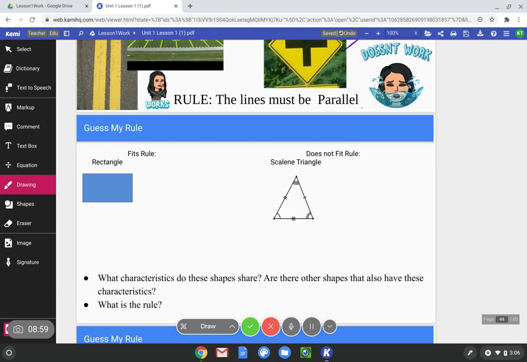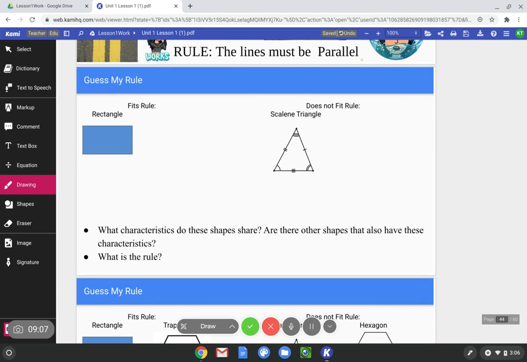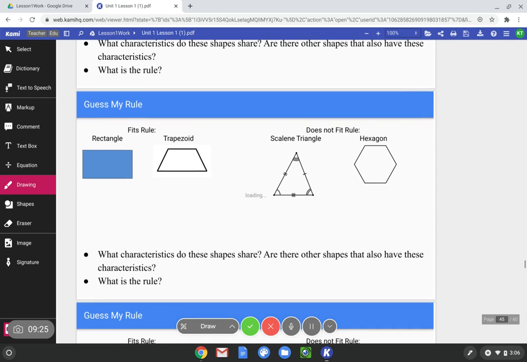So this rectangle fits my rule, but the scalene triangle does not fit the rule. So what are the characteristics that these shapes share? Are there any that these shapes share? Well, they're both polygons, I know that. But what does a rectangle have that this scalene triangle doesn't that makes it fit the rule? I'm going to need another shape, so let's go on.